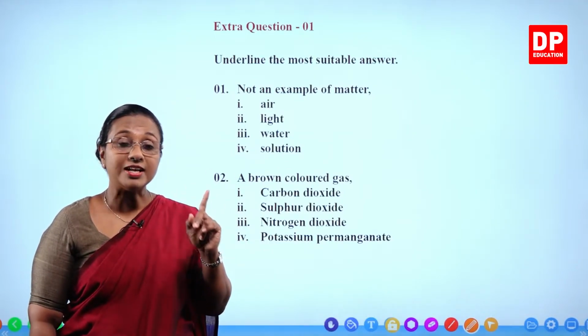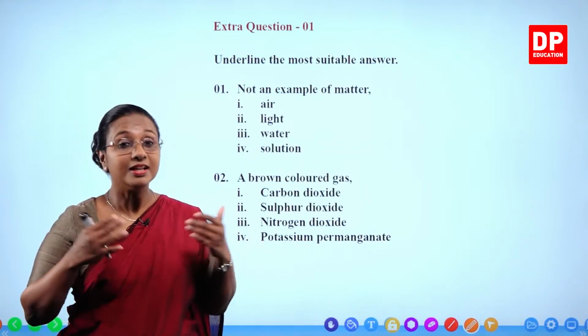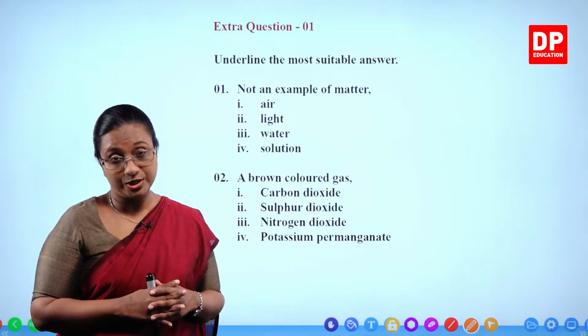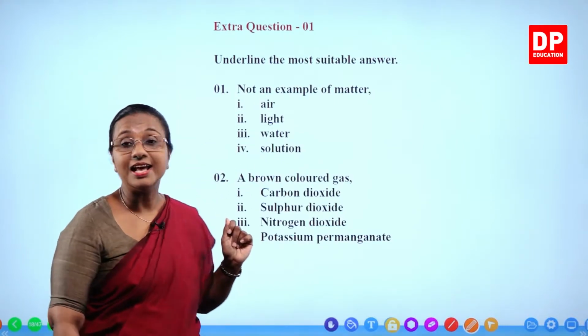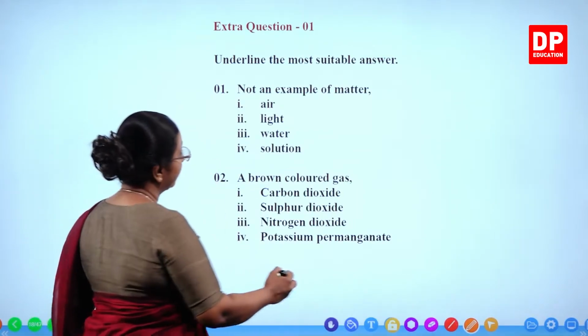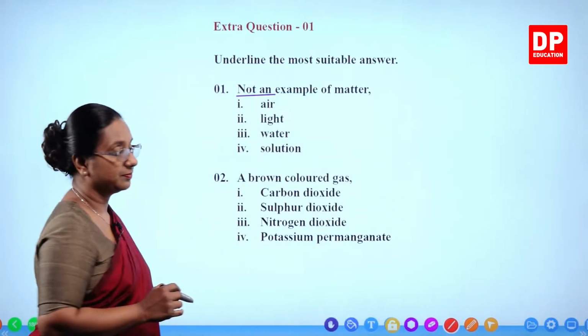So if there's only one correct answer, that's one. Otherwise, there can be more than one correct answers, but out of those, one would be more suitable. So you have to select that answer. The first one, not an example of matter. So this is not an example of matter.